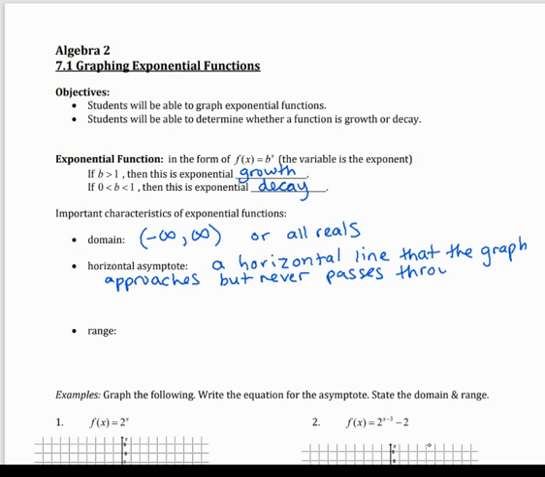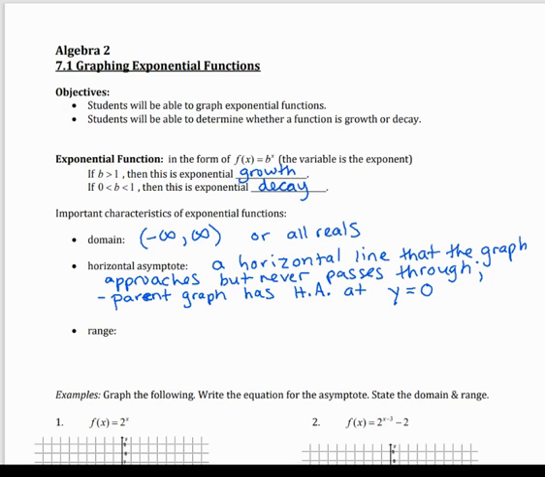Now, for our parent graph, which we will discuss, there's not one set parent graph. There's parent graphs per base. But for a parent graph, that horizontal asymptote will be at y equals 0. And I'll use HA to represent horizontal asymptote. Okay, so since it's a horizontal line, it's in the form of y equals. And again, it'll be at 0 for the parent graph.